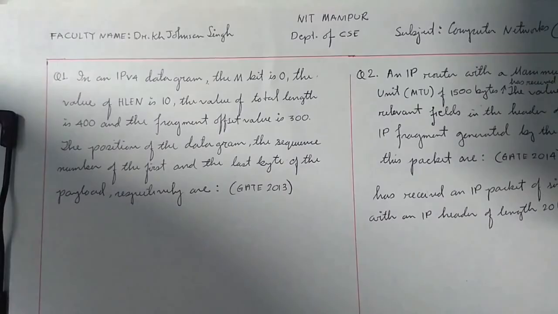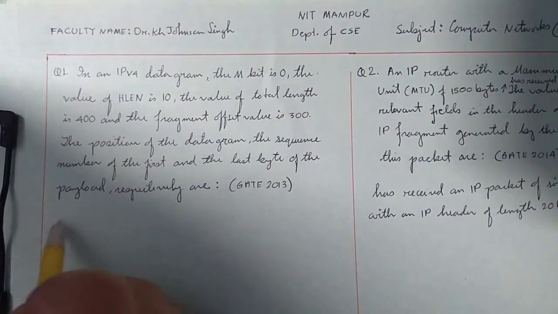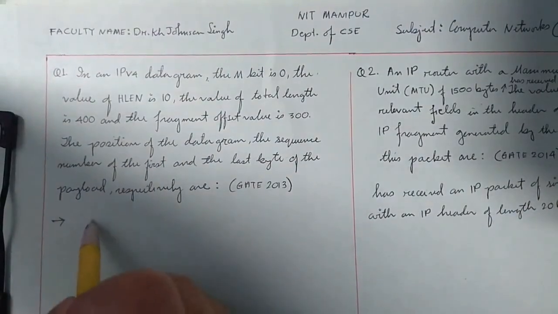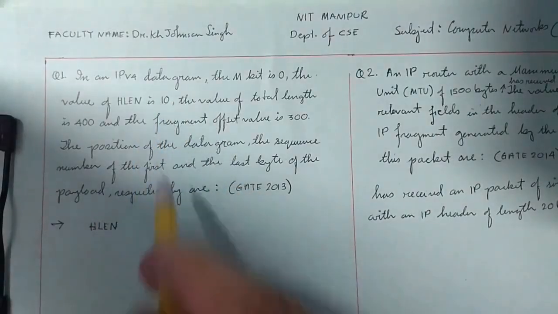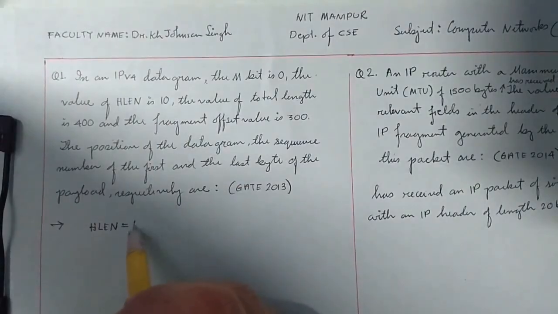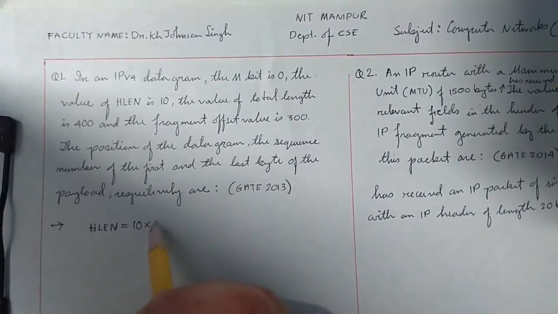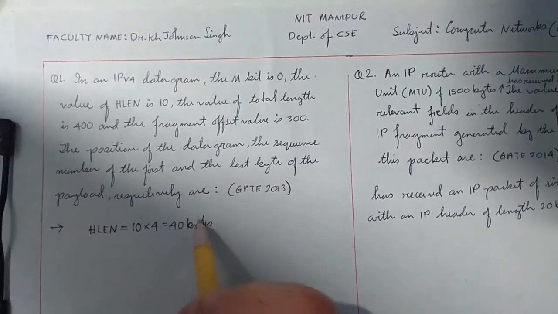We have in the question the header length already given. The header length is 10. The header length of 10 means the total size of the header. When given such a problem, you can solve it. From that you can calculate the size of the header. The header length field is how many bits? Here it is 4 bits. So the size of the header is 10 times 4, which is 40 bytes.